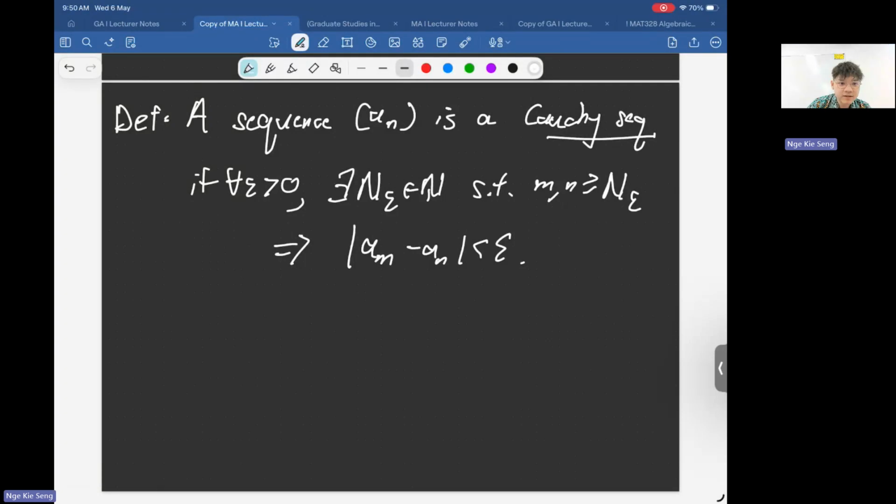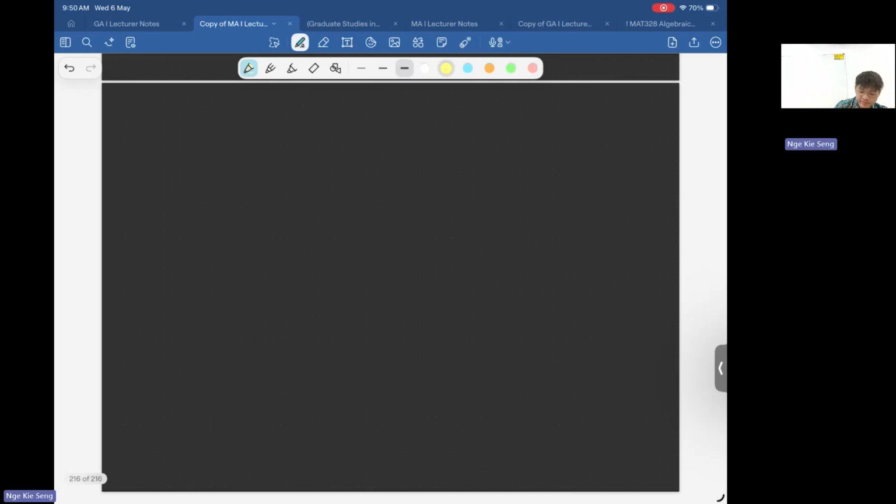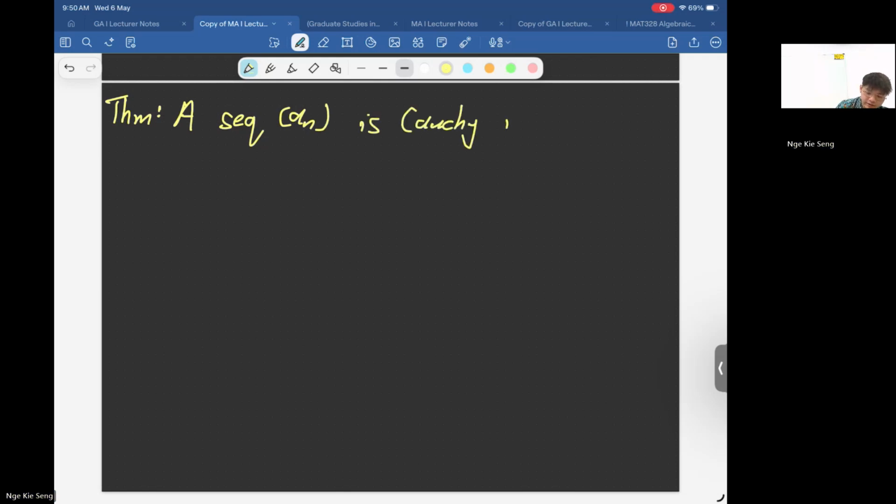So the first theorem is a very important theorem. A sequence a_n is Cauchy if and only if it is convergent. Actually, this is a very important result for real numbers. This is only true when the space is complete, when the real numbers are complete in particular. If you put Cauchy sequences in different places, they might not converge. They might not have a limit.